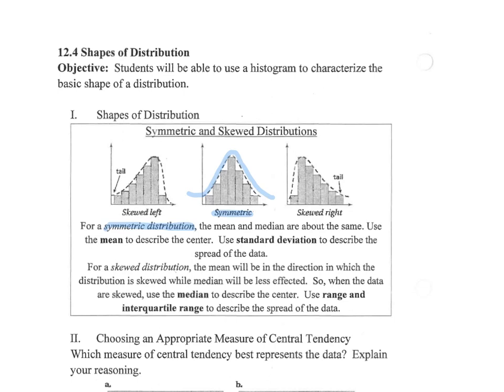When you want to describe the data, you're going to use your mean to describe your measure of center, and you're going to use your standard deviation to describe your spread of the data. Since your mean and your median are about the same, the mean is always the best to describe your measure of center. So when you have symmetric data, you always want to use your mean and your standard deviation.